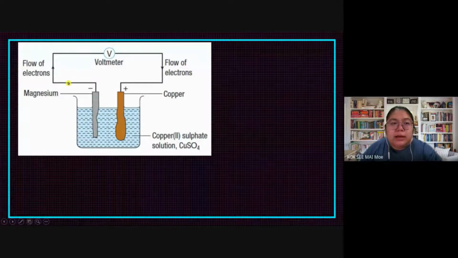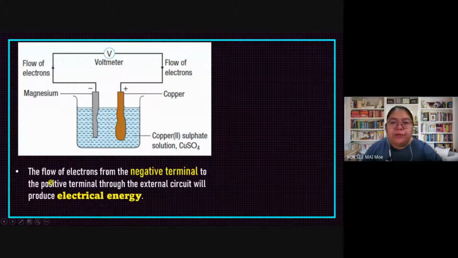Now the electron flow. After that, the electrons inside the solution also go to the copper. So you can find the copper becomes thicker, then the magnesium becomes thinner. From here, we can make a conclusion: the flow of electrons from the negative terminal to the positive terminal through the external circuit will produce electrical energy. When electrons go from negative to positive, they produce electrical energy. So that's why the voltmeter can be deflected.